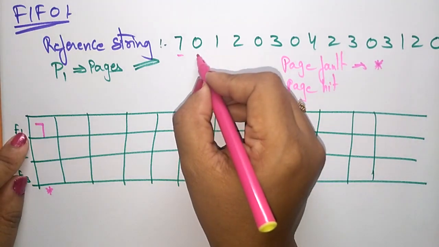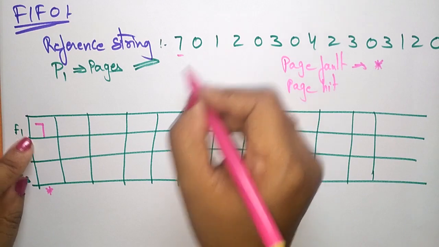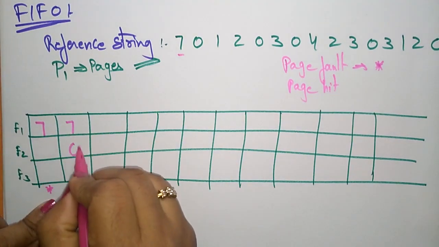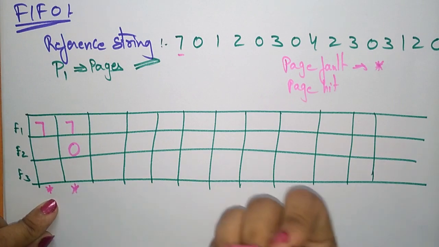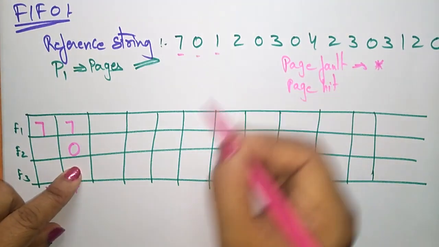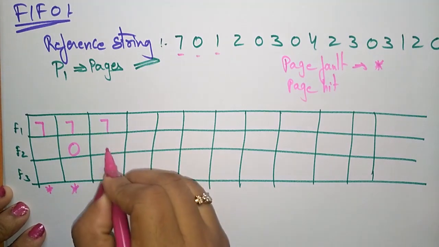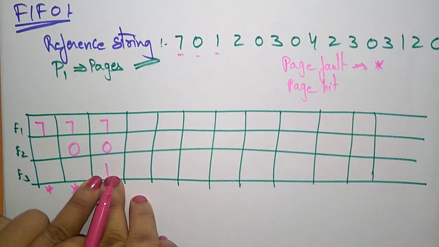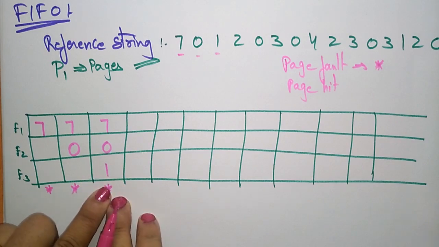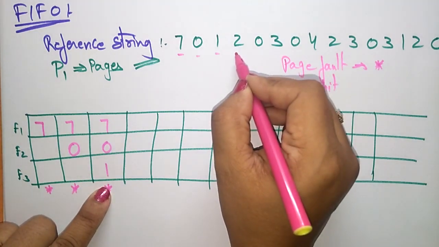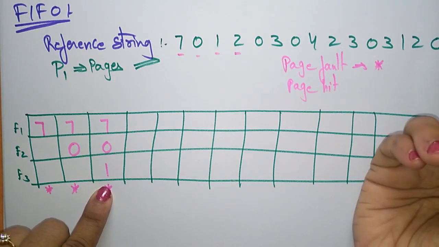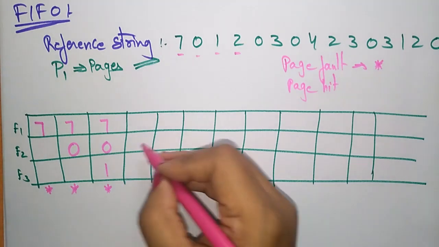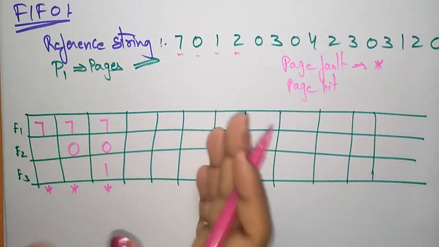Next, the CPU is demanding the next reference string, 0. 0 is not present in the main memory, so this is also a page fault. Next, 1. 1 is also not present in the main memory, so we get it from the disk. Now I want to store the 2. The CPU is demanding 2, but it is not there in the main memory, so obviously it is a page fault.